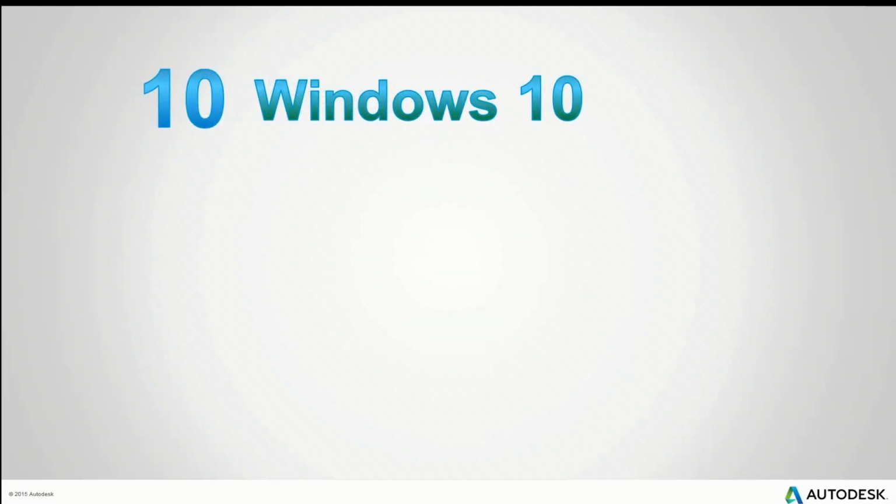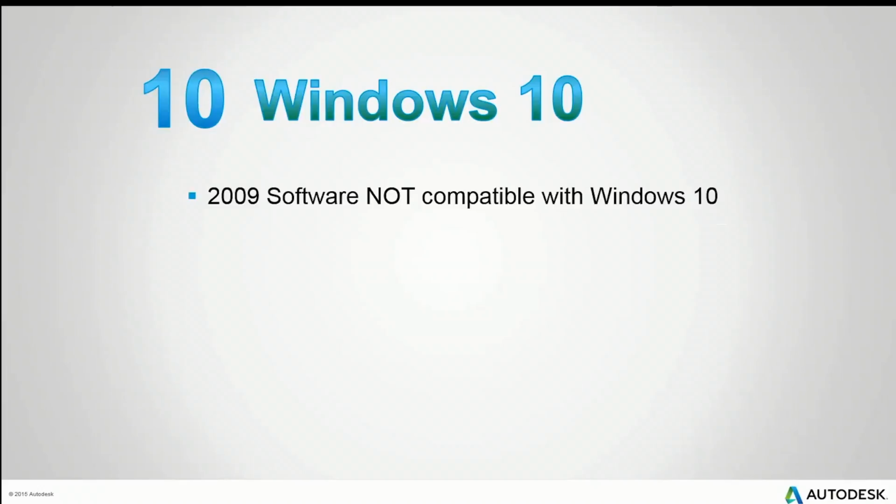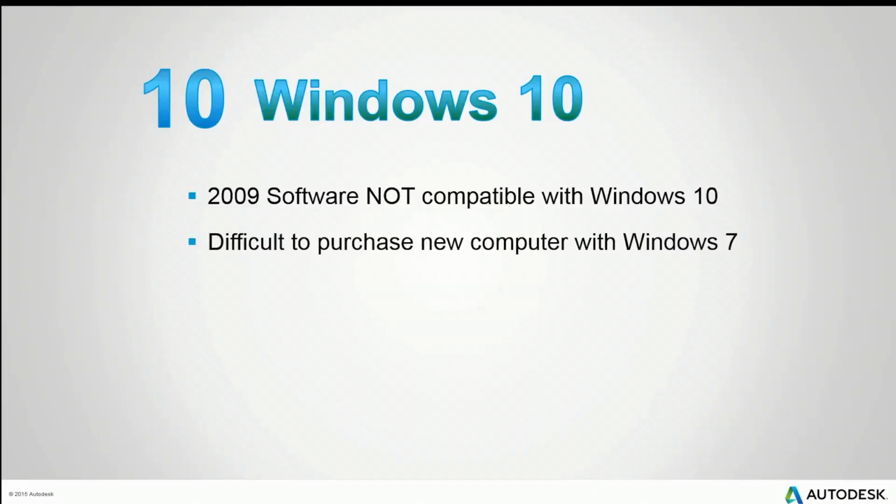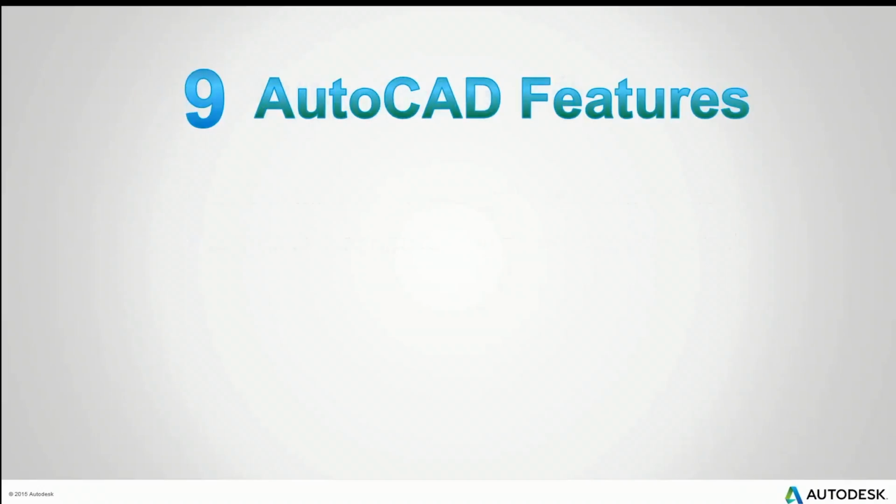Windows 10. The 2009 software is not compatible with Windows 10; it just will not install. Now, if you go to buy a new computer, it's difficult to purchase one with Windows 7 on it still. Most likely, it's going to come with Windows 10, making it very difficult to continue using your software with new hardware. Next, we have just AutoCAD features themselves.